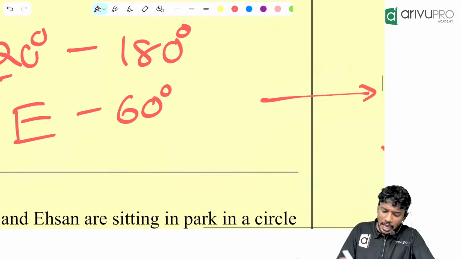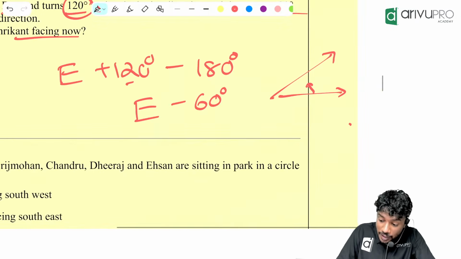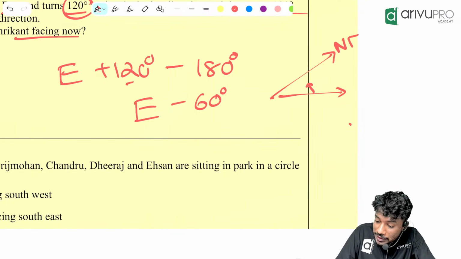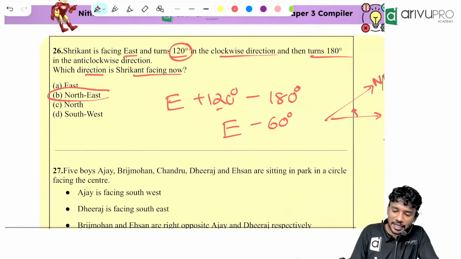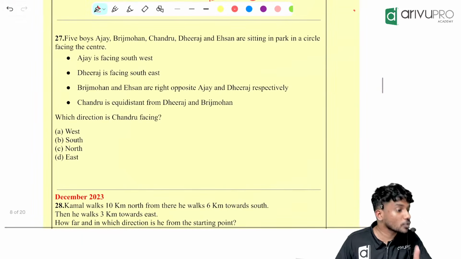So east is which direction? This direction. Minus means up or down. Anti-clockwise means up. So he will be looking in which direction? South or north? North, east is the answer. Which option is the answer? Option B is the answer. So that was the 26th question.